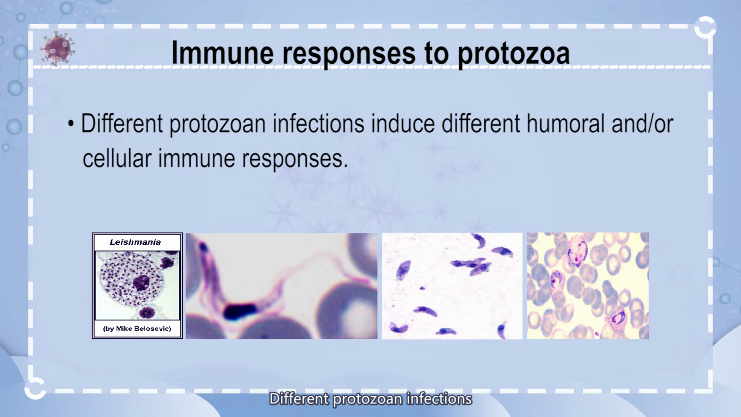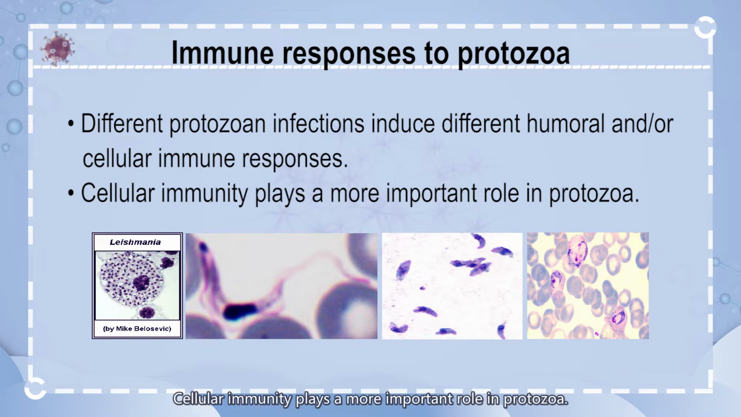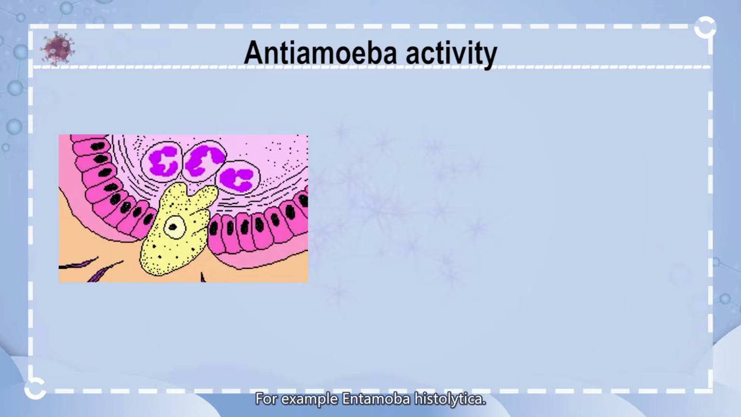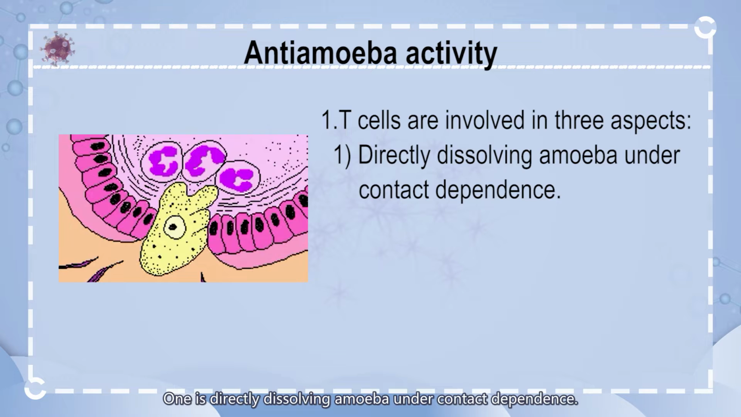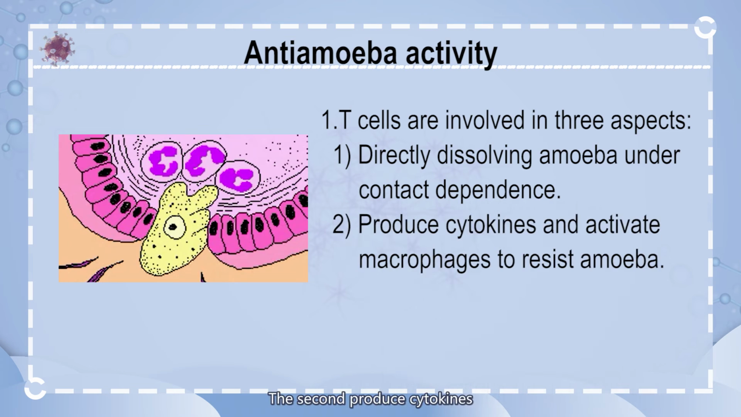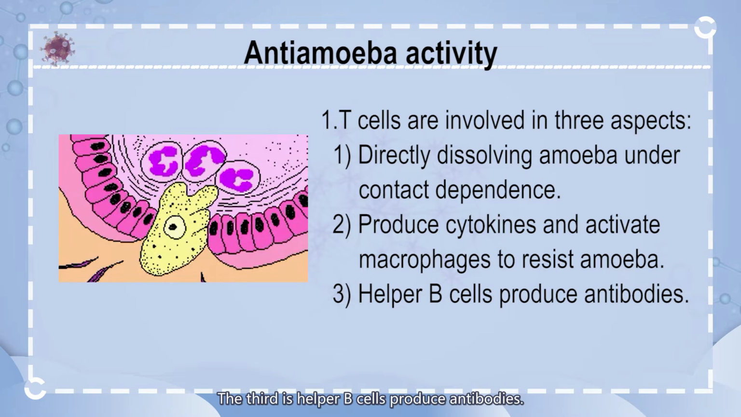The immune response to protozoa. Different protozoal infections induce different humoral and cellular immune responses. Cellular immunity plays a more important role in protozoa. For example, Entamoeba histolytica. The T cells are involved in three aspects. One is directly dissolving amoeba, which is contact dependent. The second is to produce cytokines and activate macrophages to resist amoeba. The third is helping B cells produce antibodies.